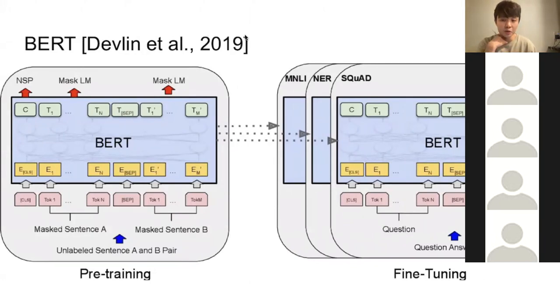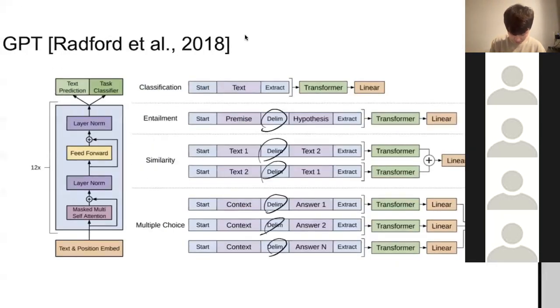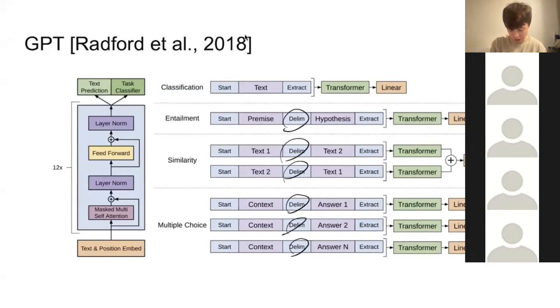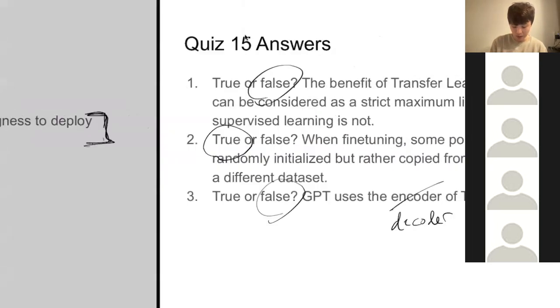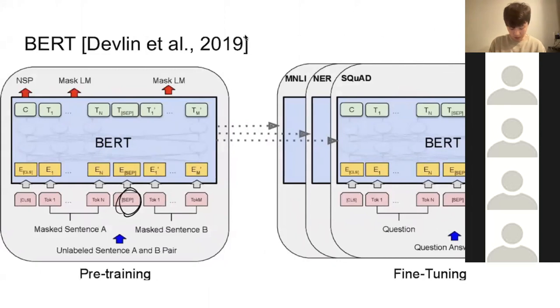BERT is actually quite similar to GPT in many ways. Number one is that, as you see, it uses a delimiter. You see SEP, this is the delimiter that BERT uses. It's a different one than GPT, which they call delim. I'm not sure which token they used exactly. But BERT uses SEP, so whether it's a single-sentence input or multi-sentence input, they just concatenate all the inputs and put the SEP between these inputs just to differentiate the boundary.